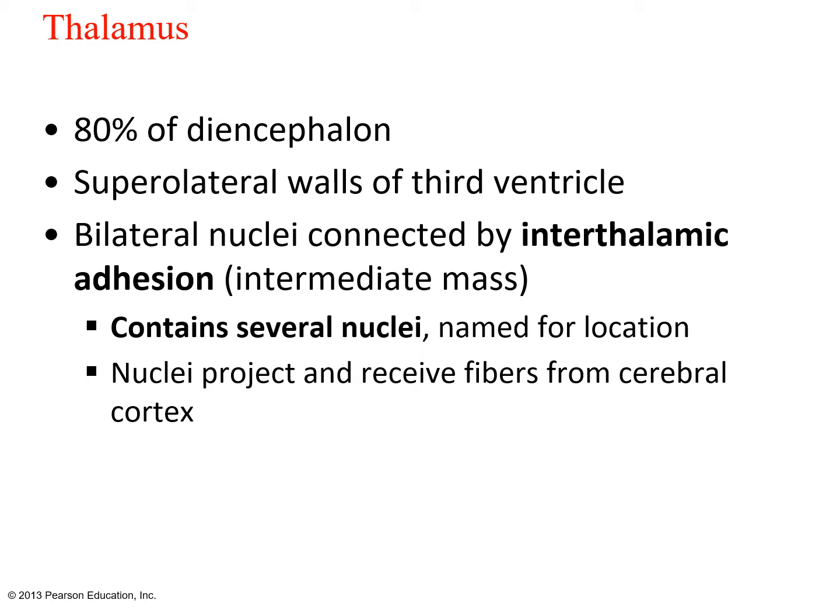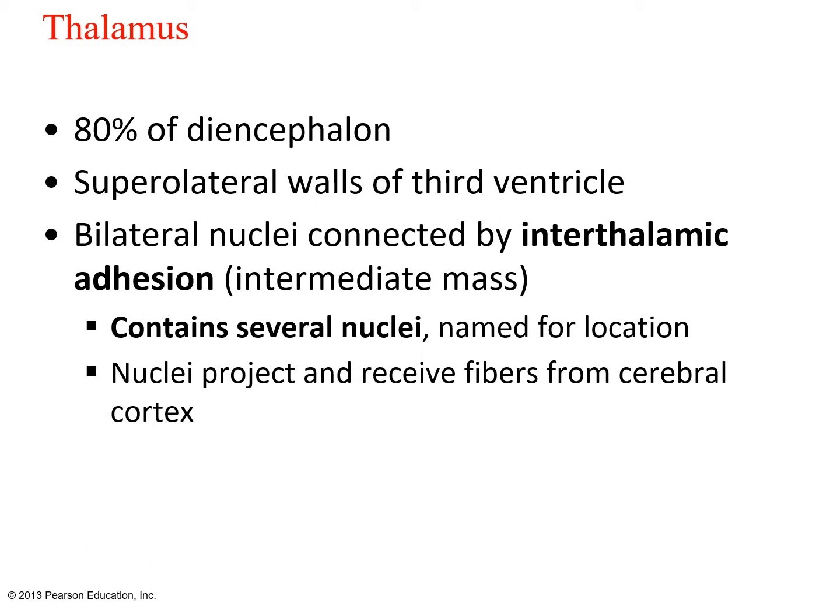So the thalamus is about 80% of the diencephalon. It's actually bigger than what it looked like on the prior diagram. When we see figures of other angles, you'll be able to see just how large the thalamus actually is. It forms the walls of the third ventricle, both at the top and on the sides. It's got bilateral nuclei, in other words, nuclei that are on both sides of the brain, and these again are connected by the interthalamic adhesion.